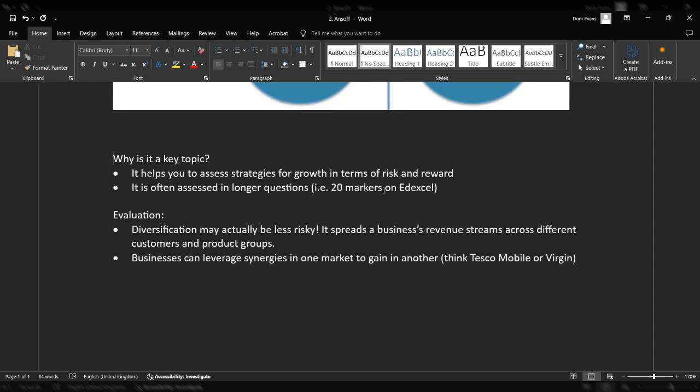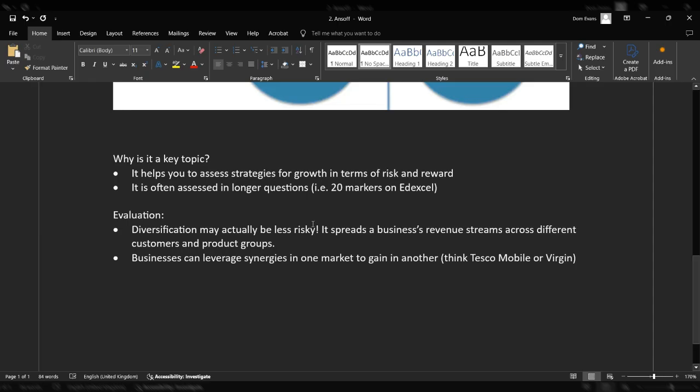or is it diversification because they're looking at bringing in a new set of customers with the Apple Watch? So it doesn't really matter in the exam as long as you justify to the examiner why you're saying it's that particular growth strategy. So don't get too hung up on trying to identify exactly what it is. Just justify your choice to the examiner. But it's a very, very helpful strategy for you to understand.